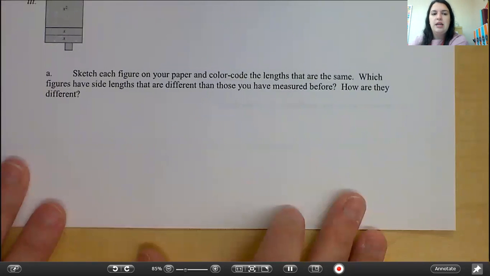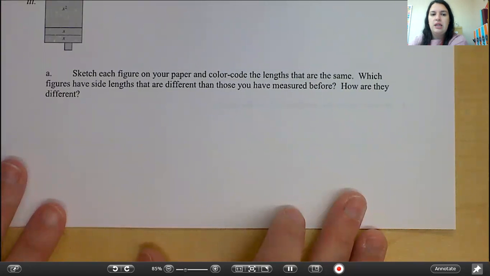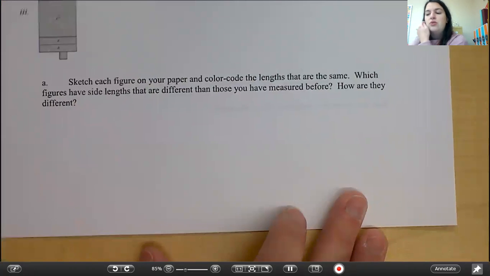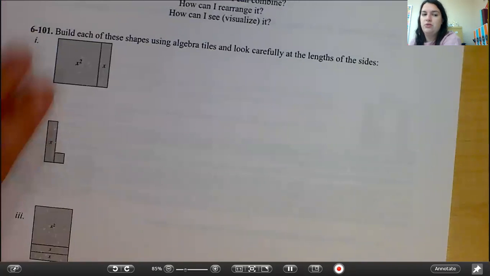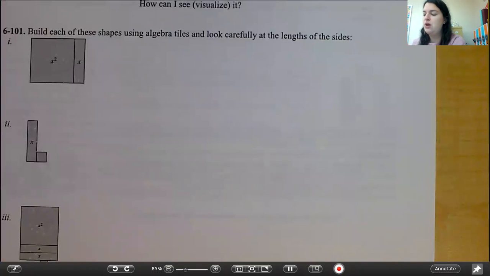Part A says sketch each figure on your paper and color code the lengths that are the same. Which figures have side lengths that are different than those you have measured before? How are they different? You don't have to re-sketch these, but you can color code them right here on your notes. Go ahead and pause the video and color code your side lengths that are the same.